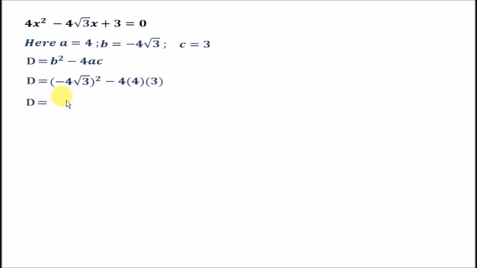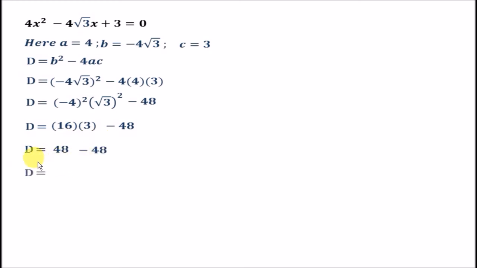D equals minus 4 square under root 3 square minus 4 4 is 16, 16 3 will be 48. So D equals minus into minus plus 4 4 is 16, root 3 into root 3 will be 3, minus 48. Now D equals 16 3 is 48 minus 48 will give us D equals 0.